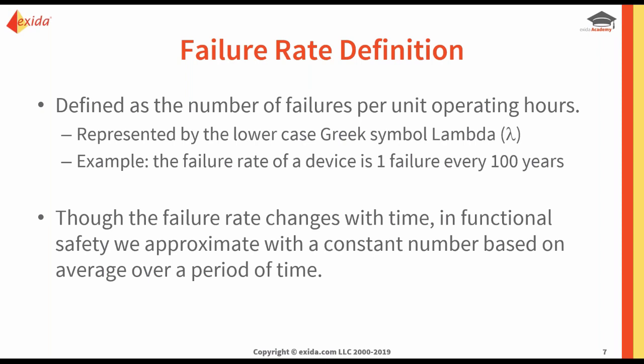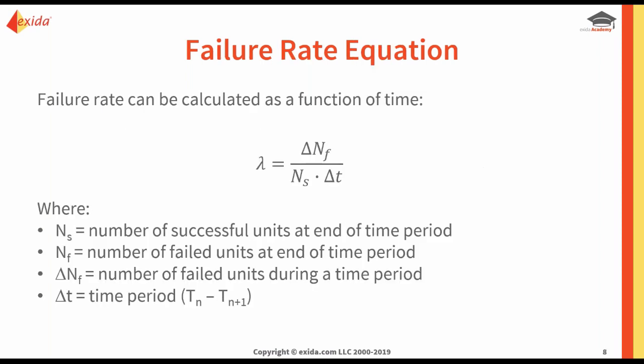Other people might use FITs. There are different ways to talk about failure rates. So even though the failure rate changes with time, in functional safety, we approximate with a constant number based on an average over a period of time. And a little later on, I'm going to explain why we do that. But we have the equation for the failure rate. So lambda equals your delta number of failed units at the end of your time period over the number of successful units at the end of your time period multiplied by the time period. And so that is your failure rate calculation.